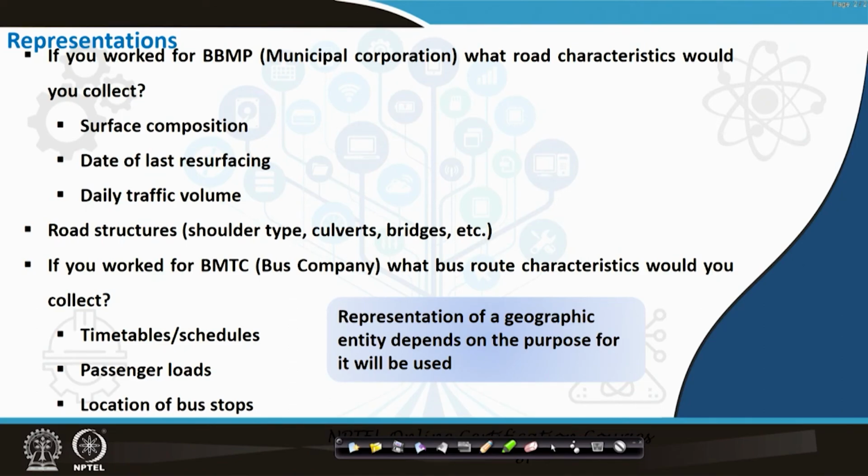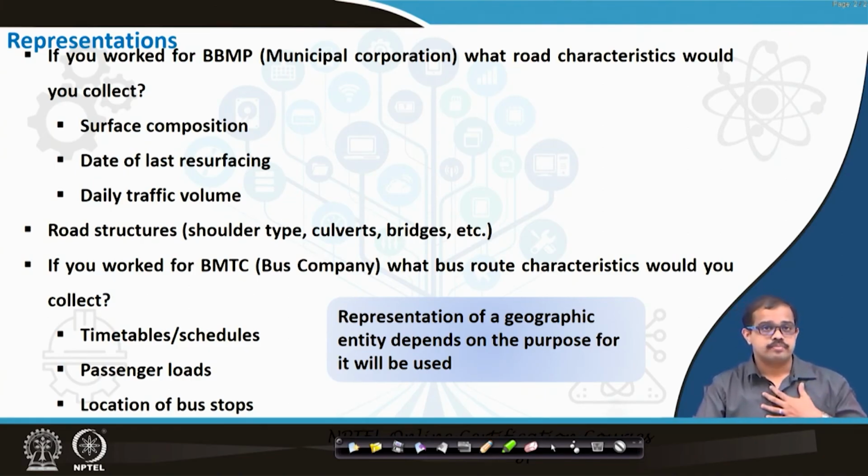It may be your surface composition, date of last resurfacing, or daily traffic volume. That is what is necessary for you to actually plan what kind of road has to be there and how it has to be there. Okay. So, that is what is meant by representations.